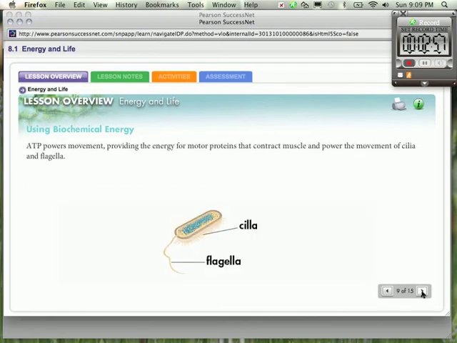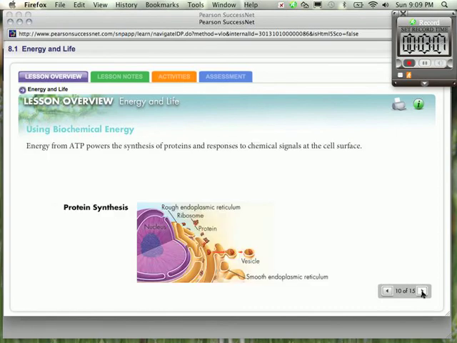ATP powers movement, providing the energy for motor proteins to contract muscle and power the movement of cilia and flagella. Energy from ATP powers the synthesis of proteins and responses to chemical signals at the cell surface.